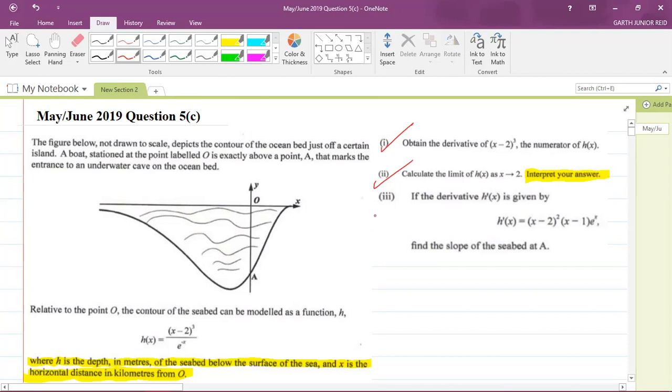All right, now we're going to do part three, which says if the derivative of h, which is h prime, is given by that, we are to find the slope of the seabed at the point A. Now, what is the derivative?